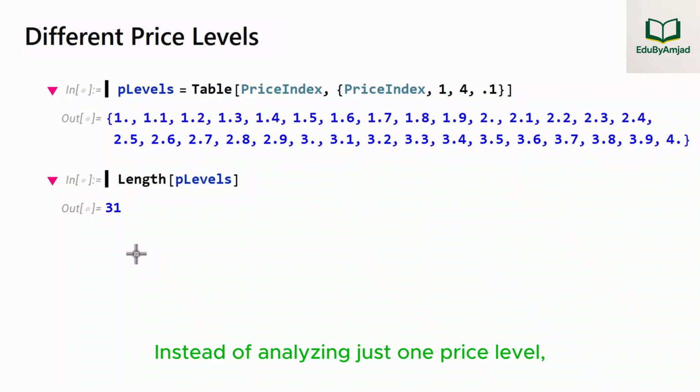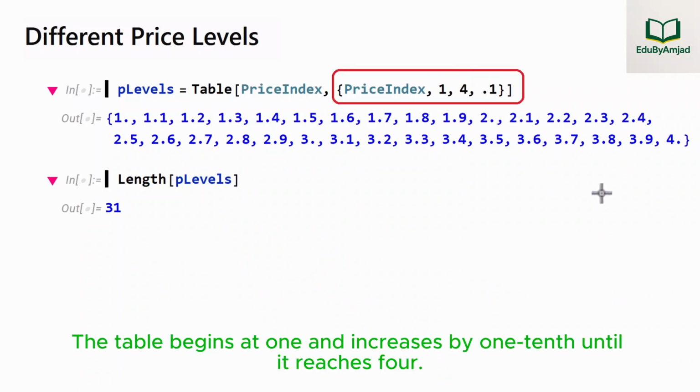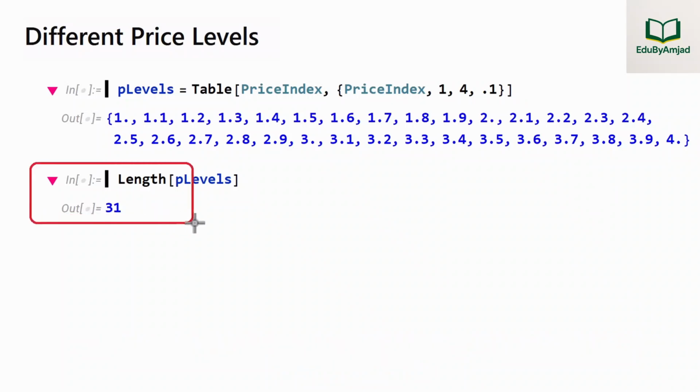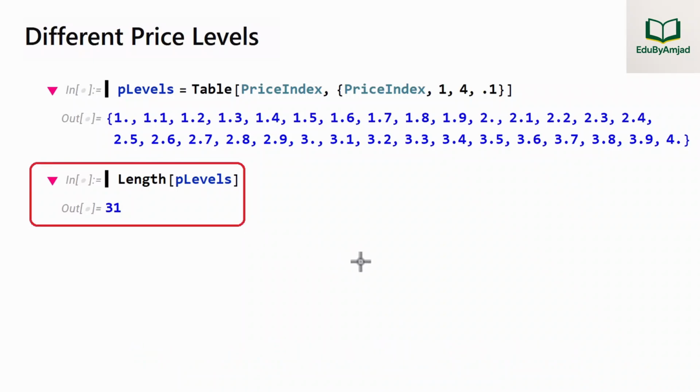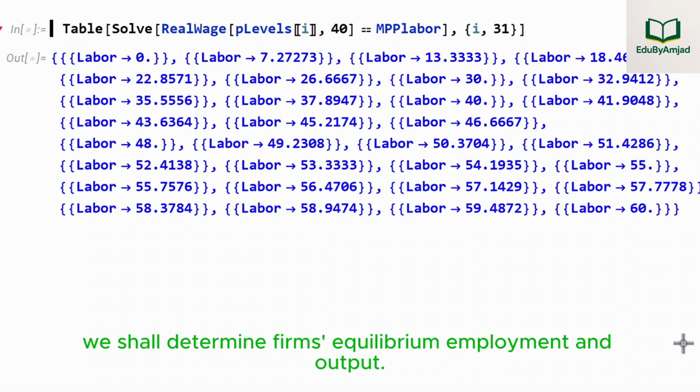Instead of analyzing just one price level, we now generate a sequence of price levels. The table begins at 1 and increases by 1/10 until it reaches 4. This gives us 31 different price levels. For each of these price levels, we shall determine firm's equilibrium employment and output.